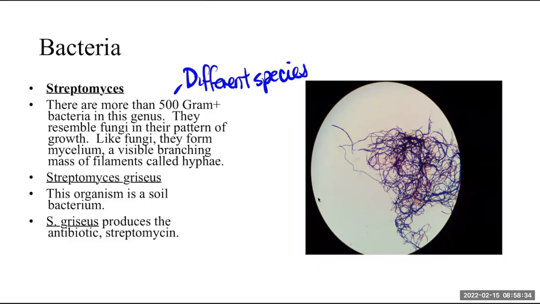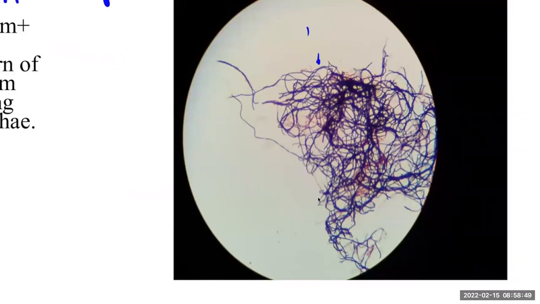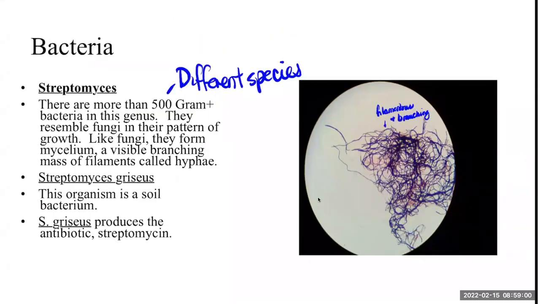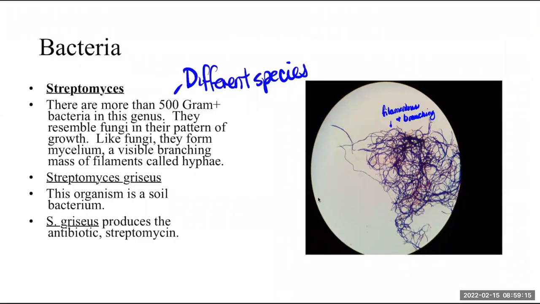In the genus Streptomyces. They resemble fungi in their pattern of growth. Like fungi, they form these things called mycelium, this very filamentous and branching structure. That's typical of fungus, but when they look at Streptomyces, even though it's a bacterium, it has a structure very similar to what you would find in fungus. This one is a soil bacterium, and Streptomyces griseus produces an antibiotic called streptomycin, and we'll talk about that a little bit later in the lecture.